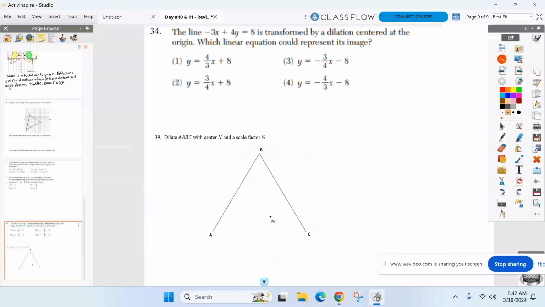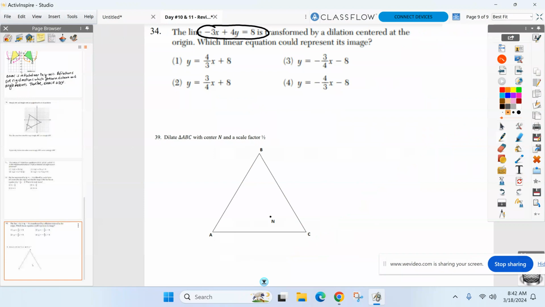So if you can tell me what the slope of this line is, I can tell you the slope of the dilated line because they're going to be the same. Now, how do I do that? How do I figure out what the slope of this line is? Two ways. You turn it into y equals form and tell me the slope.